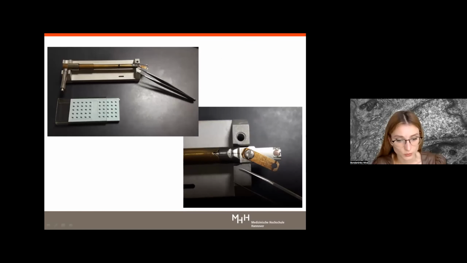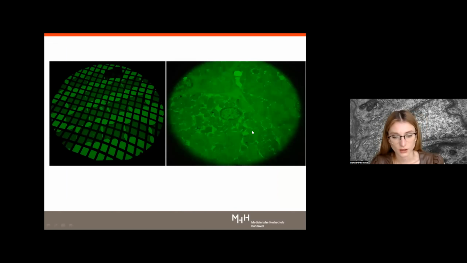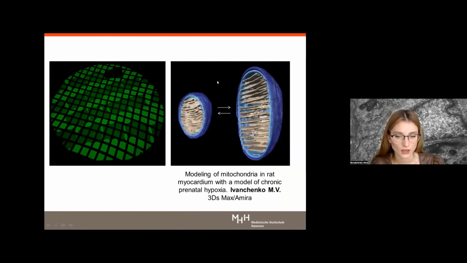Next step, we put our grid in the holder that finally we will put inside the column, and afterwards we receive this picture on the surface of our fluorescent screen. This slide shows that we can even reconstruct some organelles or structures from serial ultra-thin sections, and this was also made in our laboratory, like in this case mitochondria modeling.